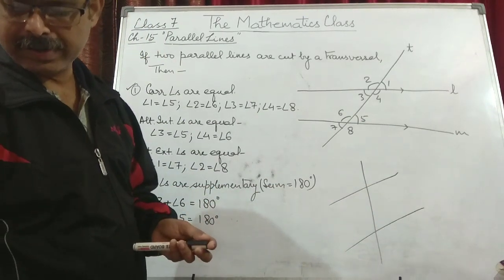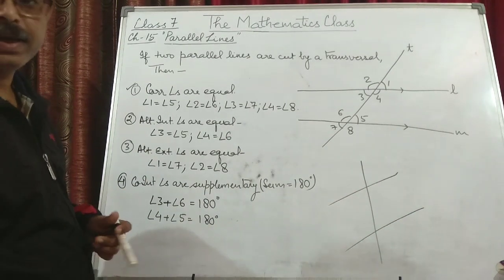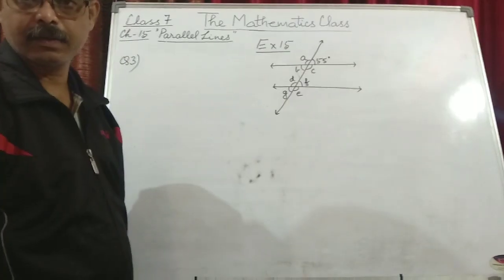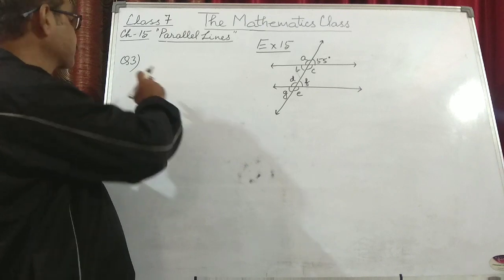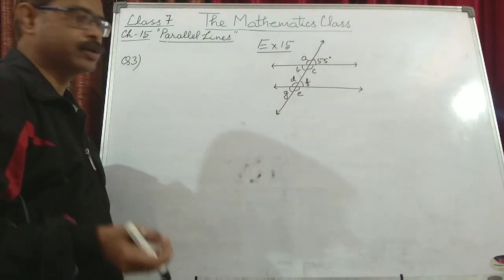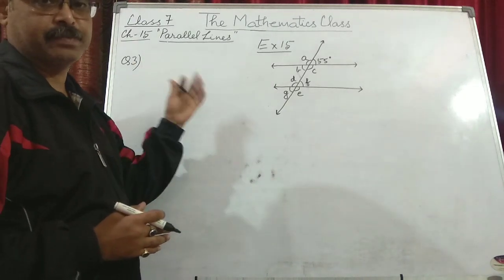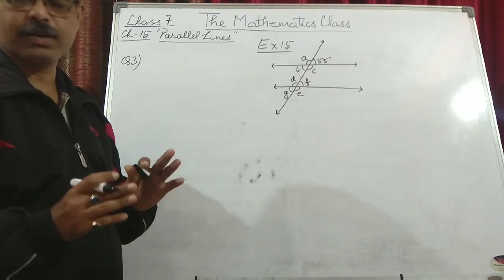Now we move on to the exercise and we will take up the questions so that your concept will be a bit more clear. So now we move on to exercise 15. I am starting with question number 3. Question number 2 is true and false, and question number 1 is based on what you have understood. If you have understood all the things that have been taught, you can easily do question number 1.